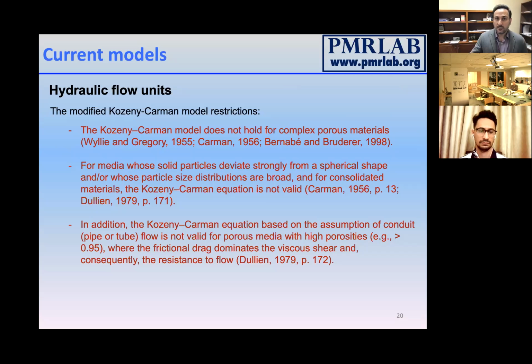The point is, the Kozeny-Kármán equation has restrictions. For example, it's not applicable to porous media with broad grain size distributions. It also won't be applicable to media whose grain shape deviates strongly from a spherical shape. And we also know that the Kozeny-Kármán equation is not going to work for media with high porosities, like greater than 0.95, which is not the case when we talk about rocks, but there are limitations and restrictions when it comes to even the modified Kozeny-Kármán equation.